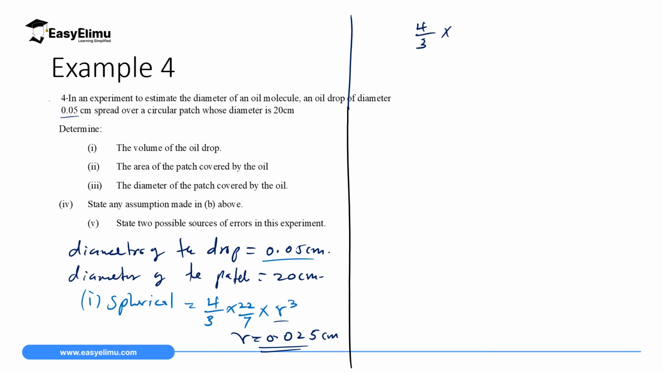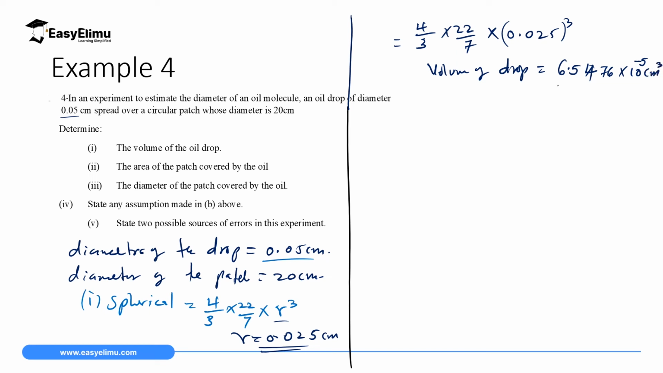4/3 times 22/7 times 0.025 cubed, and this one is going to give us the volume of the drop. If you solve that, it will give you 6.5476 times 10 raised to power -5 centimeter cubed.